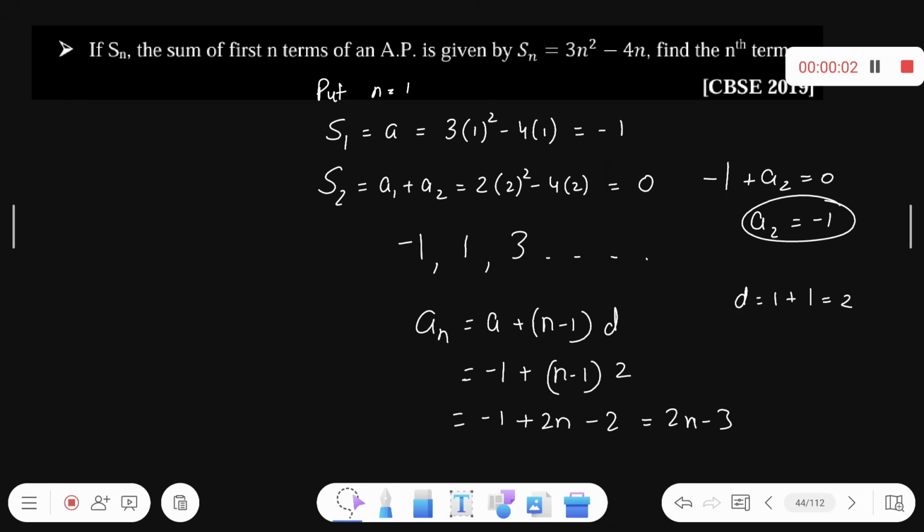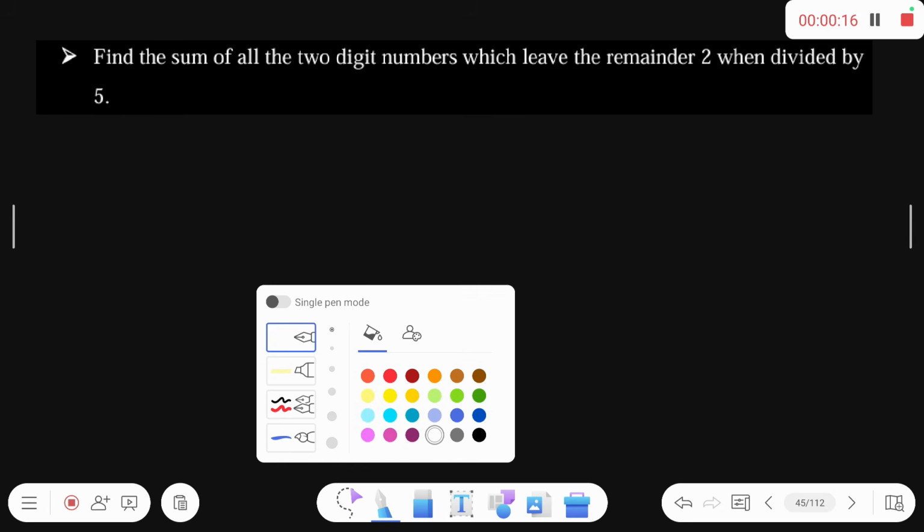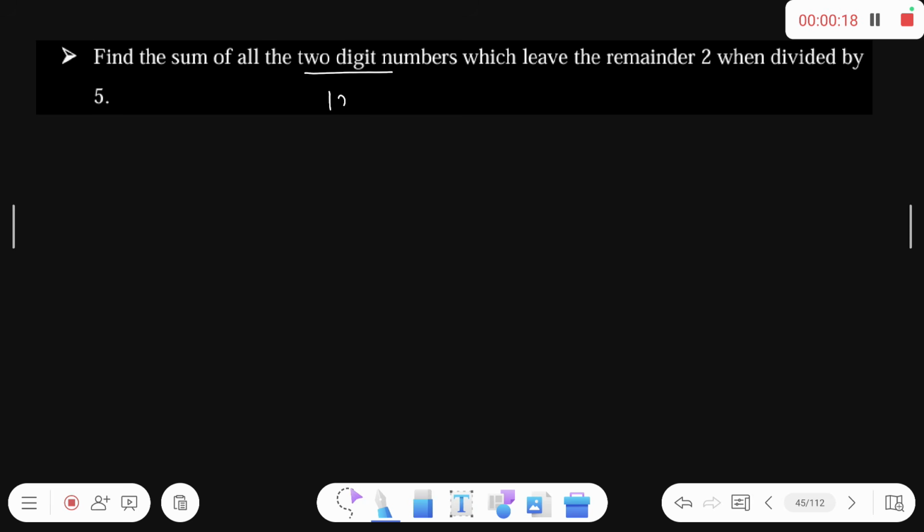Let's move to next question. Find the sum of all the two digit numbers which leave the remainder 2 when divided by 5. Okay, तो पहले आपको ये पता होना चाहिए कि टू डिजिट नंबर स्टार्ट कहाँ से होंगे. They will start from 10 and move till 99. So starting from 10, which are divided by 5 and leave remainder 2, the first number becomes 12.